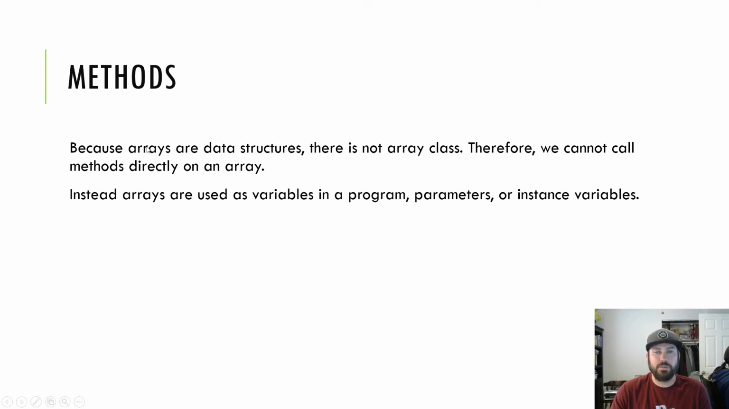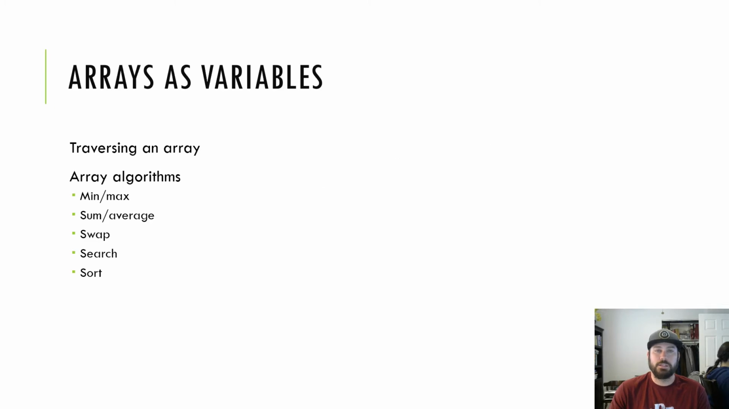Now, because arrays are data structures, there is not an array class, so we can't call methods directly on an array. Instead, arrays are used as variables, either in a program, as parameters of a method, or as instance variables inside of a class. So, here's the first one, arrays as variables. This would be a problem where they're just asking you to traverse an array or to look at specific array algorithms. This is a lot more common on the multiple choice portion of the AP exam, so I wouldn't anticipate us having to do these types of things on the free response.